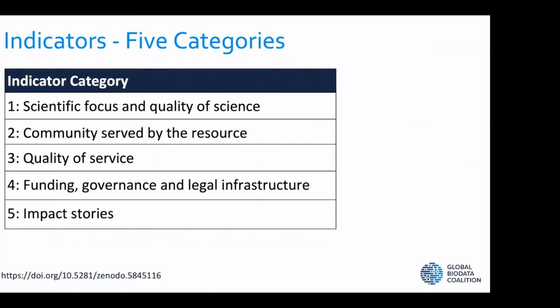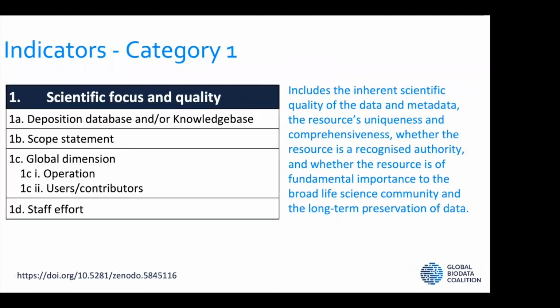There are 5 categories of indicators, and I'll go through each, but the 5 categories are scientific focus and quality of science, the community served by the resource, the quality of service, as opposed to the quality of science, the funding, governance and legal infrastructure. This is important because core biodata resources need to be on very firm footing so they can provide good service in the long term. And then importantly, the 5th category of indicators deals with impact. We'll look at them one at a time.